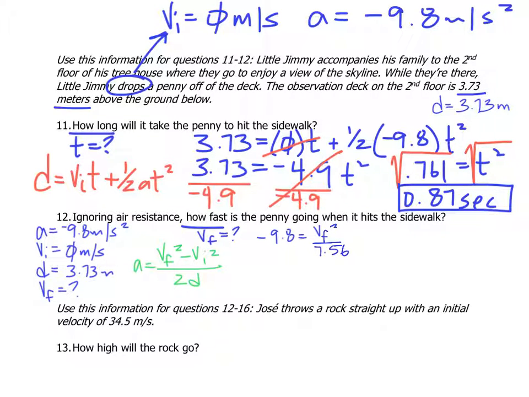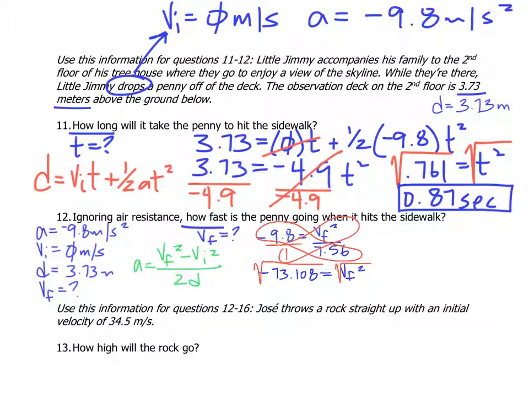Okay, so I've got a fraction on the right. I can make a fraction on the left by putting it over 1 and cross multiplying. So when I do that, 7.56 times a negative 9.8 gives me a negative 73.108, and then 1 times VF squared gives me VF squared. So I need to get VF by itself. So in order to get rid of the exponent, I need to take the square root.